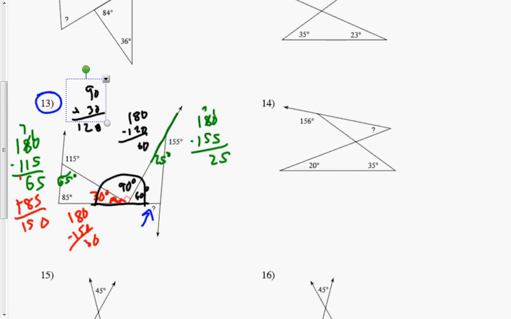And now I know that the two interior angles that are not adjacent to my exterior angle, since this one is an exterior angle, add up to equal my exterior angle. So I'm going to say x is equal to 60 plus 25, which equals 85 degrees. So my missing angle is 85 degrees.